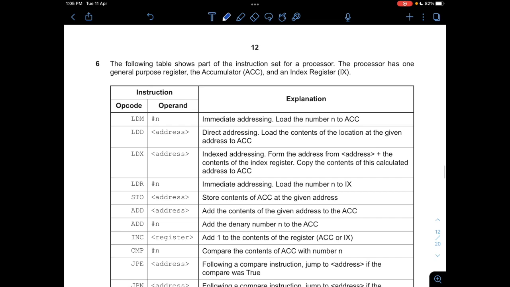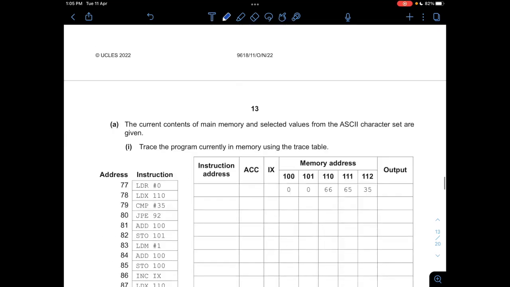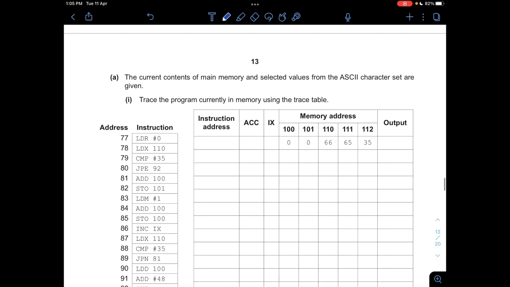The following table shows part of the instruction set for a processor. The processor has one GPR, or general purpose register, the accumulator, and an index register. Here are all the instructions, the opcode and the operand. So now we move on to the next question, which is the current contents of main memory and selected values from the ASCII character set are given, and then trace the program.